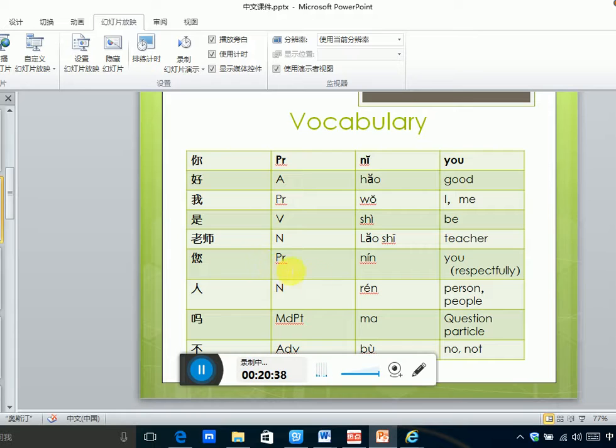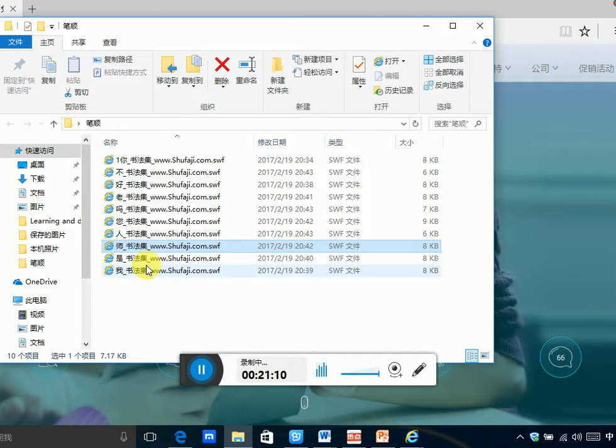Nin means you as well, but when we address other people as nin, it means we are addressing them in a more respectful way. We're going to explain when to use ni and when to use nin later in the class as well. Here we just focus on the way to write it.